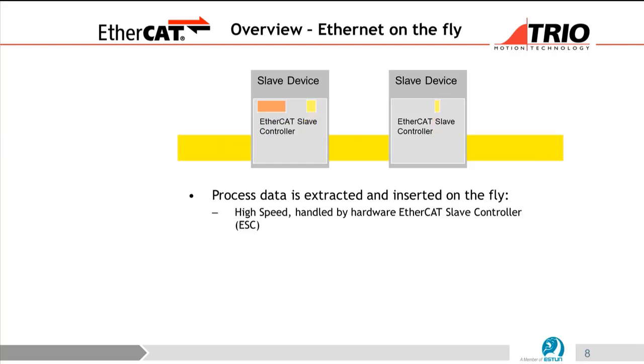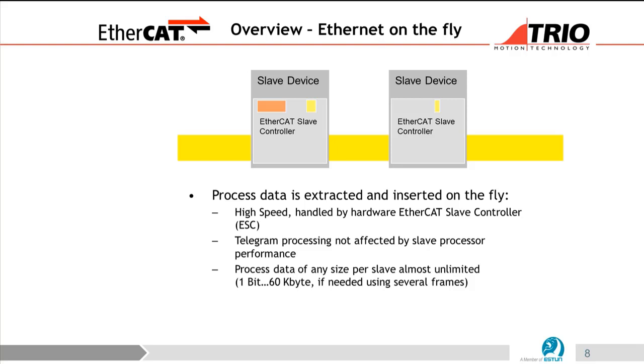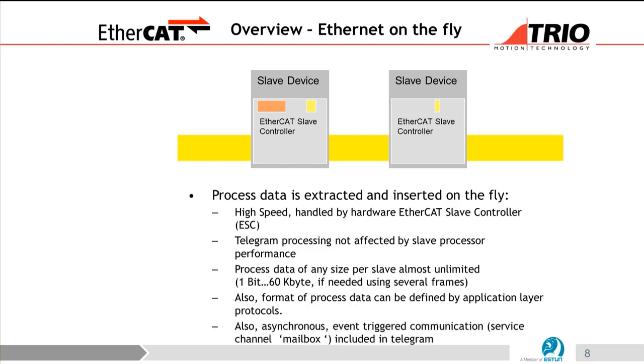It's handled at high speed by the hardware EtherCAT slave controller, called the ESC. So there's a slave chip in all of this and it's controlled by this chip. The telegram is processed, not affected by the slave processor performance. So your data transfer doesn't matter if your slave processor is slower; the data transfer still uses EtherCAT. Process data of any size per slave is almost unlimited. Also, the format of process data can be defined by the application layer protocol.